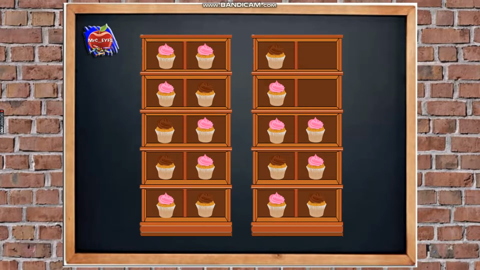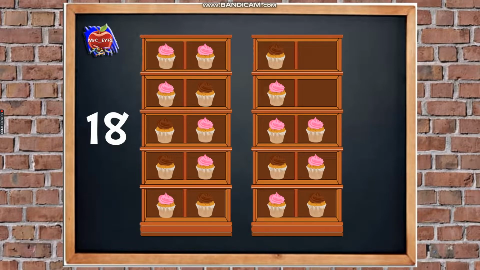Right. How many cakes do we have on the shelves now? There's a few more this time, so it might take a bit longer. Right, okay, let's do it together. So we've got 10, 11, 12, 13, 14, 15, 16, 17, 18. We've got 18 cakes on our shelves.